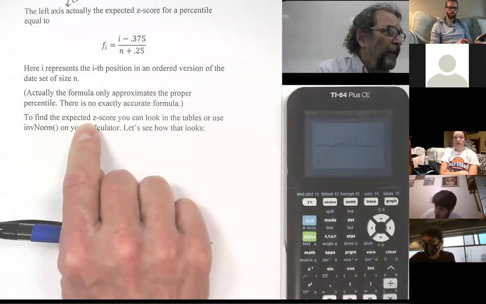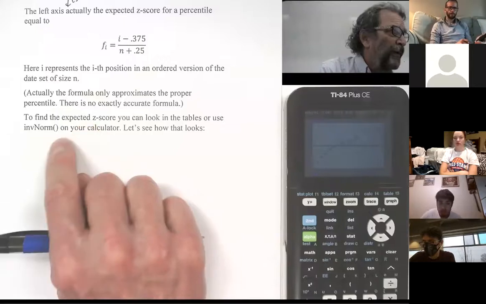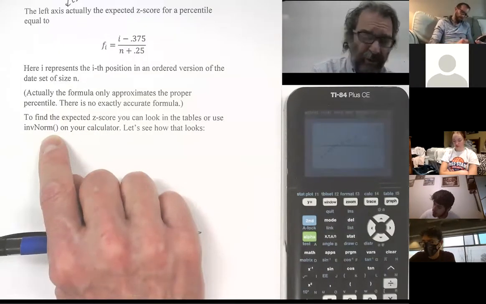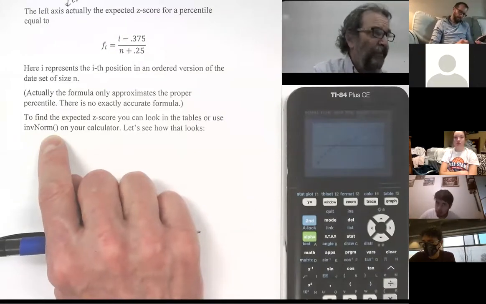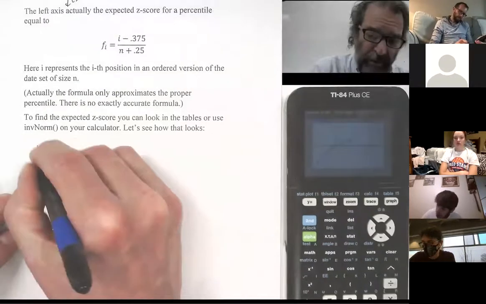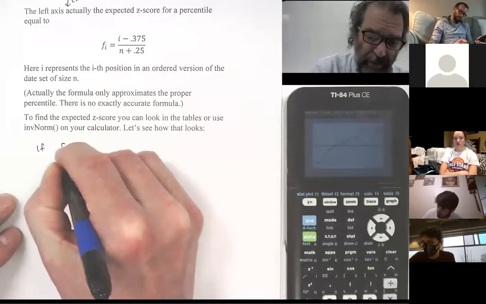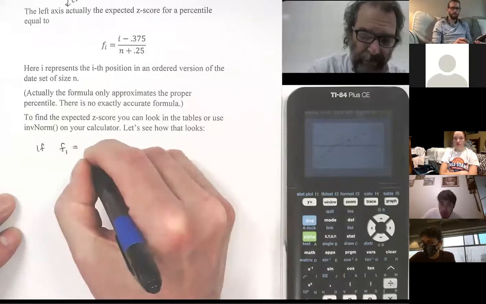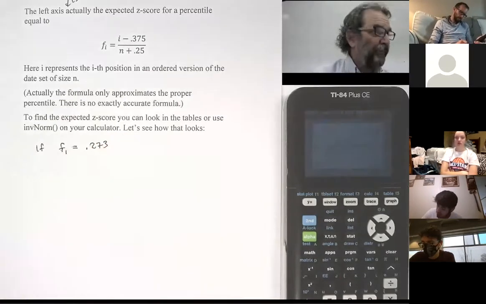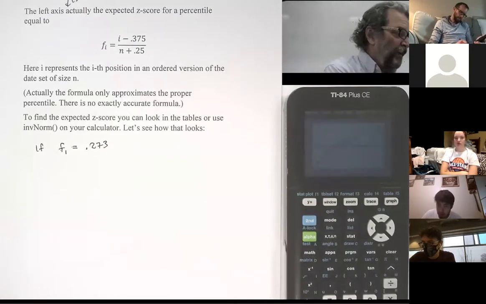To find the expected z-score, you can look in the tables or use what's called inverse normal on your calculator. And we're going to see how that looks. I'm going to try to use list arithmetic as much as I can. But first, we'll just look at if, say, the F1 was, pick a number, 0.273. We're going to get numbers like that, percentiles. Then we would come over to the table.